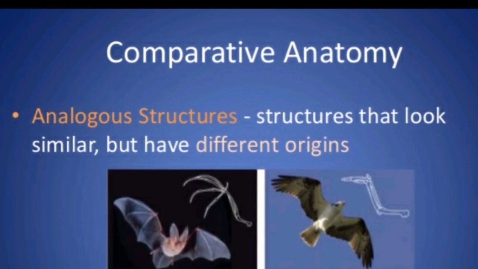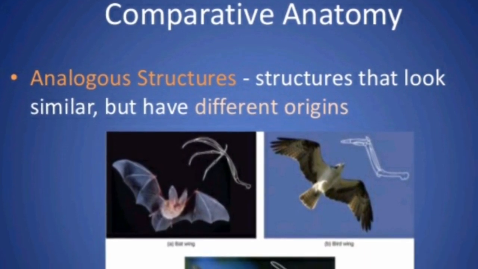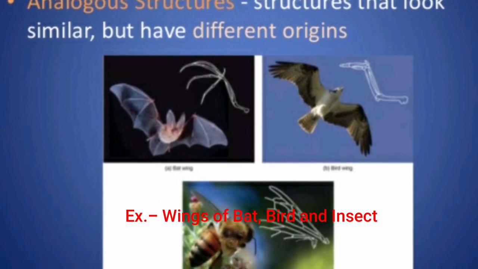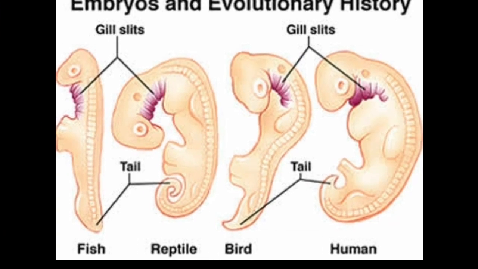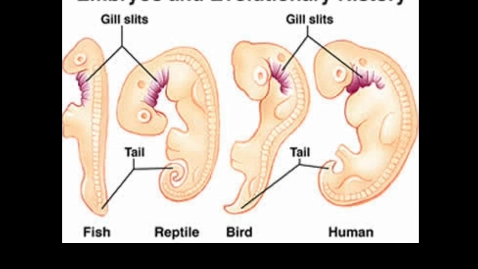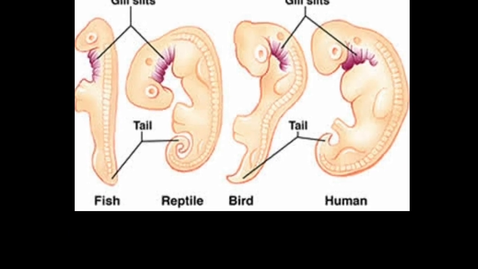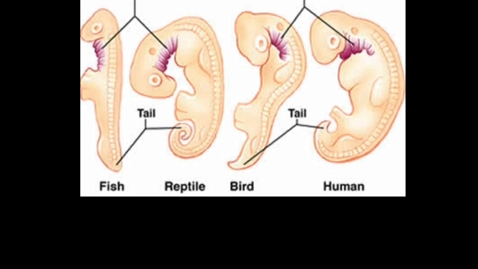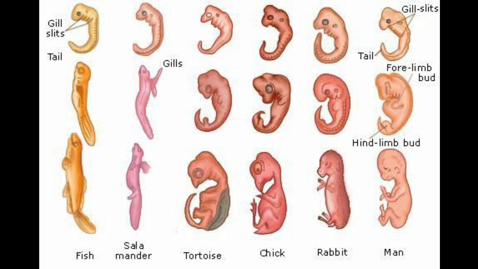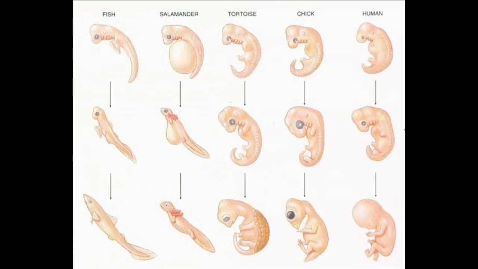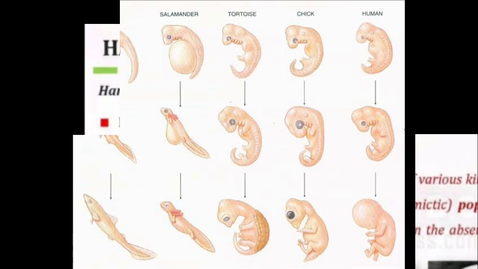Analogous structures are structures that look similar but have different origins. An example is the wings of bats, birds and insects. There are some embryological evidences, that is, embryos of different species may appear similar in early stages of development. The development of embryos of all vertebrate animals is similar, and second, there is a relationship to a common ancestor. Meaning all vertebrate animals evolved from a common ancestor.